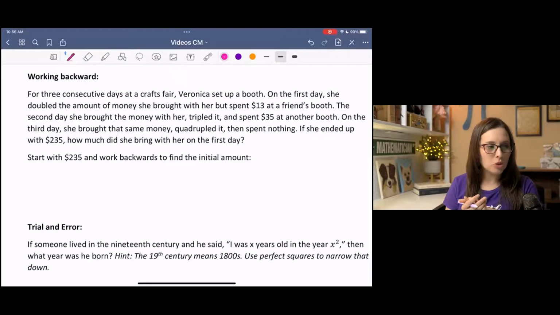So I want you to pause this and work your way backwards. See if you can come up with her initial amount. And I will warn you, it is a decimal and it's a weird decimal, but just go with it.